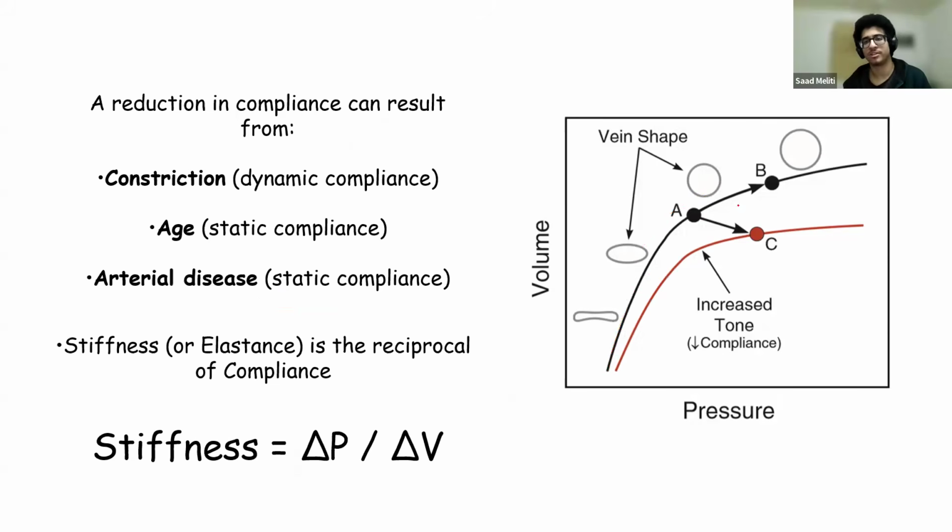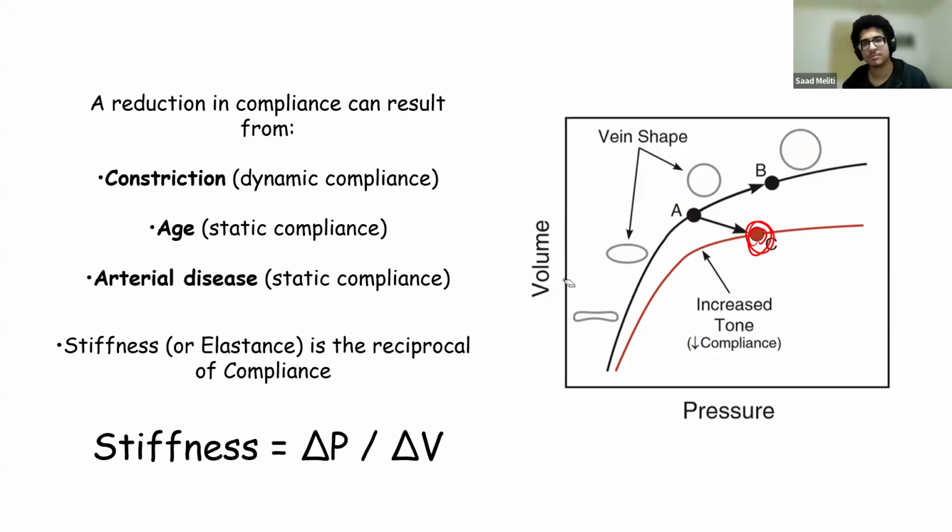Now, what happens when we constrict it? When we constrict it or increase the venous tone, the compliance graph changes. The compliance graph is going to go down like this. It's going to move to point C. Point C basically means that when we constrict the veins, the pressure increases and the volume decreases. Look how the volume went from point A to point C. The volume went down.